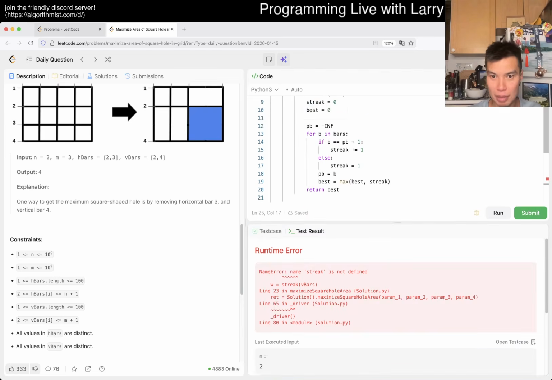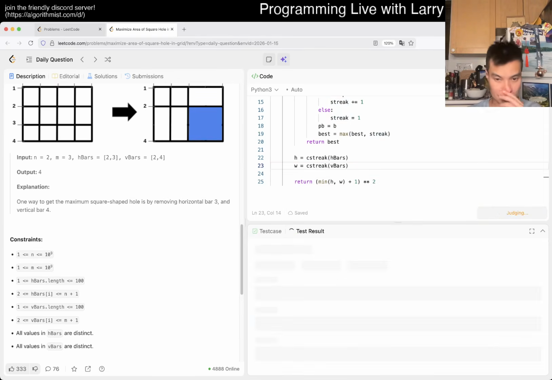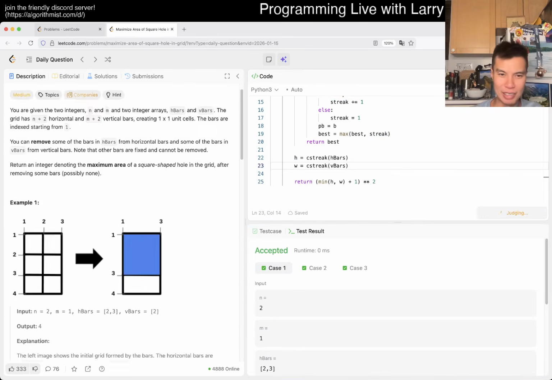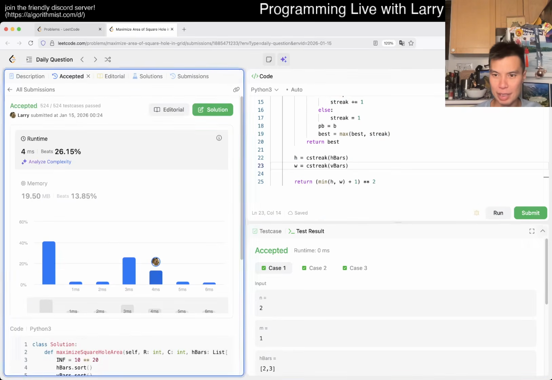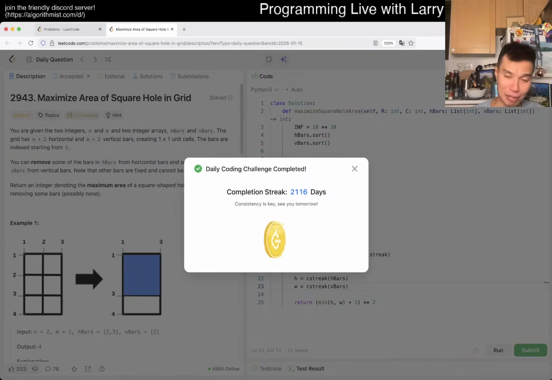Oh, did I not define it? Oh, whoops. No, that's just a typo. Looks okay. Let's give it a submit. Hopefully, I didn't YOLO too much. And looks good. Kind of a really, maybe I'm just having a rough day reading, to be honest.